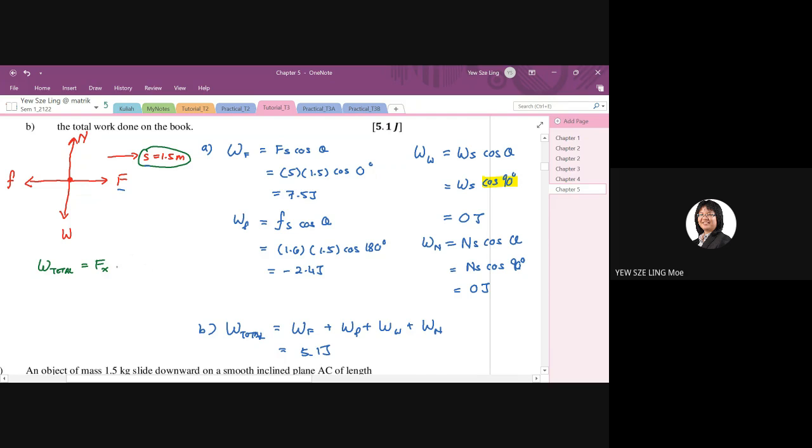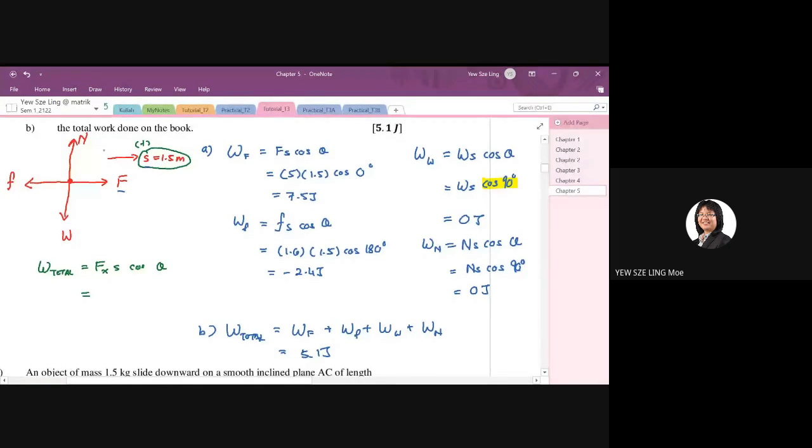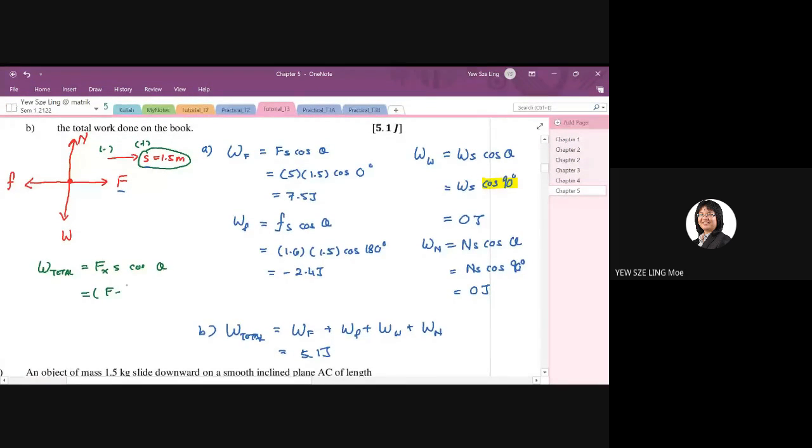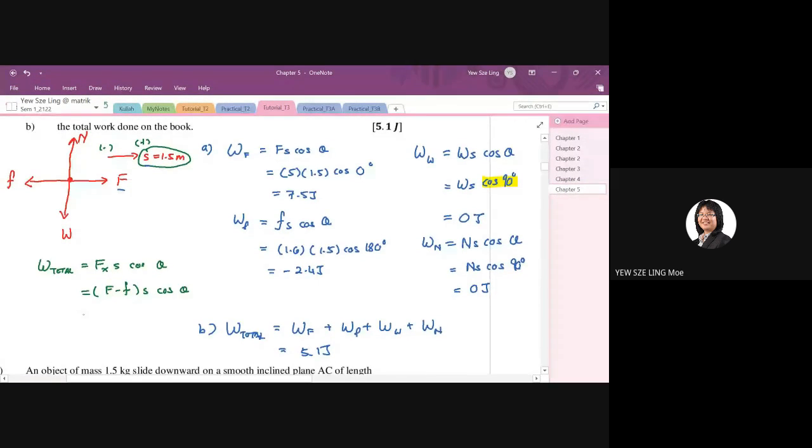So Fx S cos theta. How am I going to calculate Fx? Now I have one force going to the right, another force going to the left. My S is going to the right. So I'm going to take the right hand side as positive, the left hand side as negative. So F minus friction, and then S cos theta.